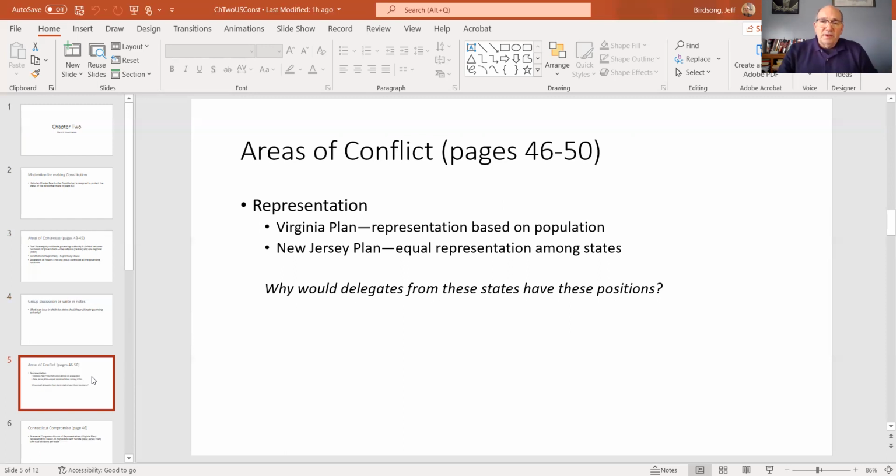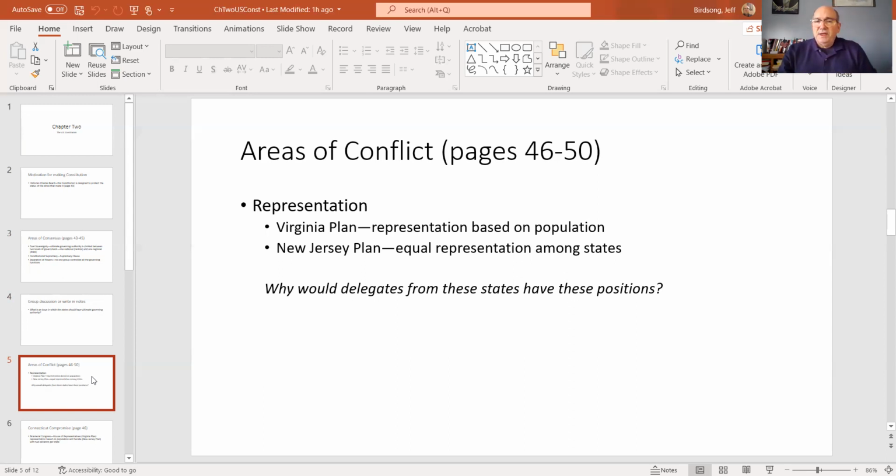But there were areas of conflict, and your textbook points that out. And so one of the main areas of conflict, perhaps what did take up the most time at the Constitutional Convention, was on representation. How should this representation be determined? So there were two main plans, the Virginia plan and the New Jersey plan. And there are some other features about both of those plans in these pages 46 through 50. The key part of the representation focused on how would the representatives be counted and determined.